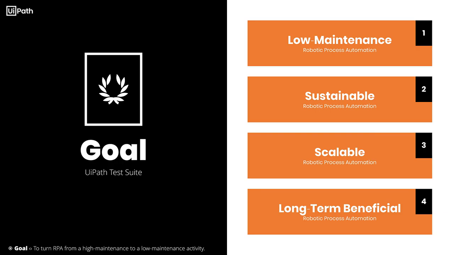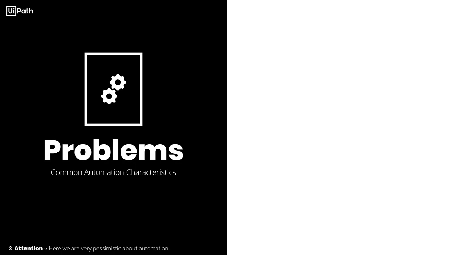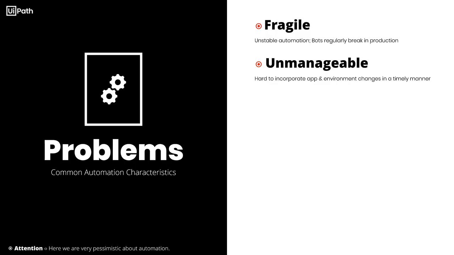Now, maintenance itself is an umbrella term. It encapsulates a variety of problems that are related to automation and so to RPA. So here are the top problems we are trying to solve with the UiPath test suite. First, high maintenance RPA most often comes from fragile automation. And fragile automation just means unstable automation that causes your bots to break in production. And unstable automation mainly results from the fact that RPA teams all too often have a hard time incorporating application changes and environment changes into their RPA in a timely manner. That is, before these changes are deployed to production.